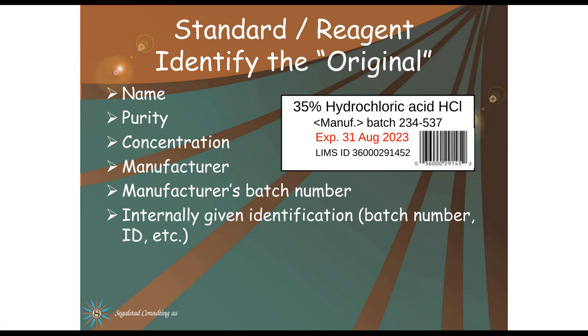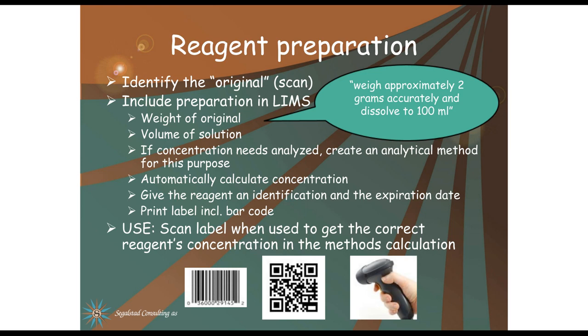And when all this is entered, we will let LIMS create a label which has the relevant information, like this label here. Note the barcode on the label. This is useful when we shall use the chemical later. Now, we didn't need 35% hydrochloric acid, or, as the sample here, some dry chemical. We need a thinner solution, or even just a solution.